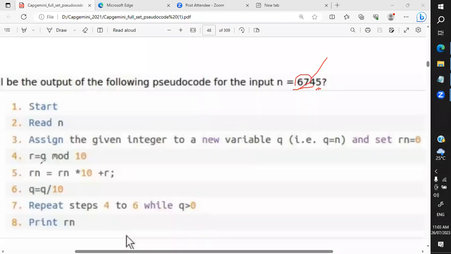For 67, again you will get the remainder, which is 7. But already the number was 54. 54 into 10 is 540, plus 7. 547 it will become. Then 67 will become 6. 6 mod 10 will become 6 only. You already have 547 into 10, 5470 plus 6, which is nothing but 5476. And then Q is equal to Q by 10, which is nothing but 0.